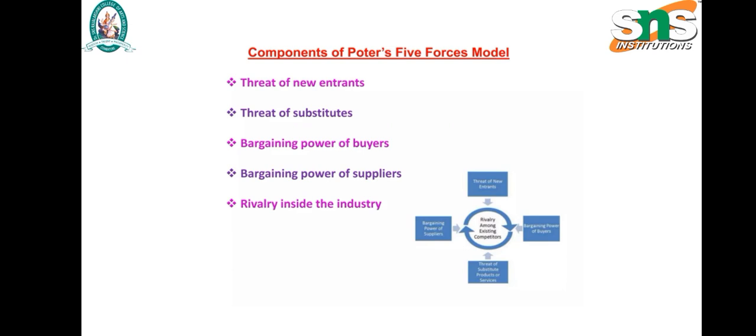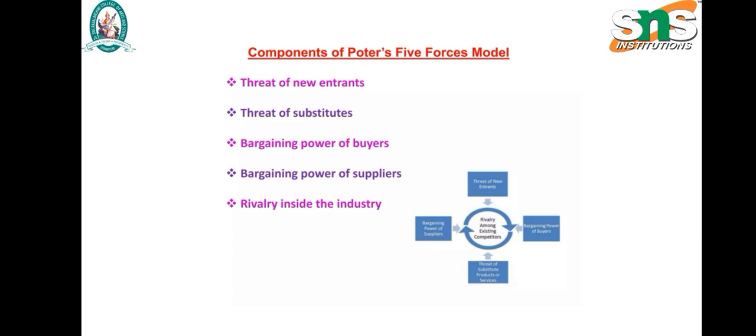These are the 5 forces which any business wants to focus on. First one is threat of new entrants, the second one is threat of substitutes, then bargaining power of buyers, bargaining power of suppliers, and rivalry inside the industry. These 5 forces determine the nature of competition in an industry and profit potential. To deal with these contenders and to grow despite them, an organization must understand how they work in its industry and how they affect the organization in its particular situation.